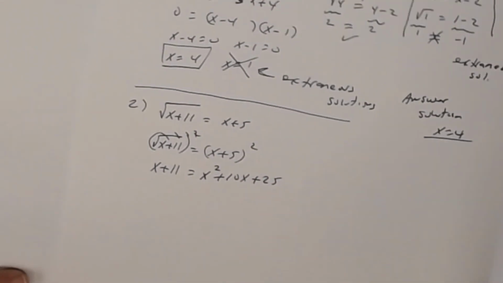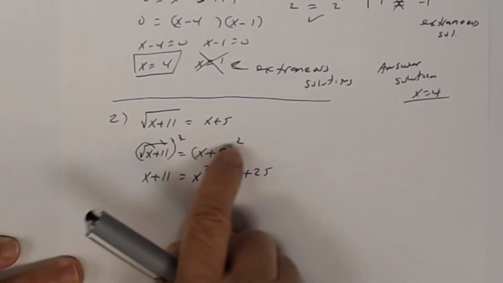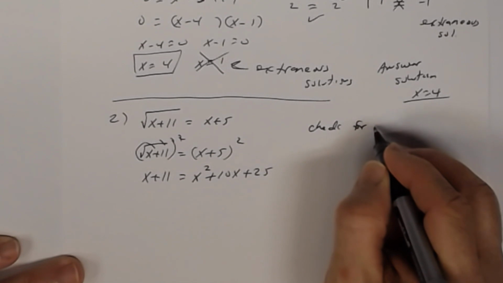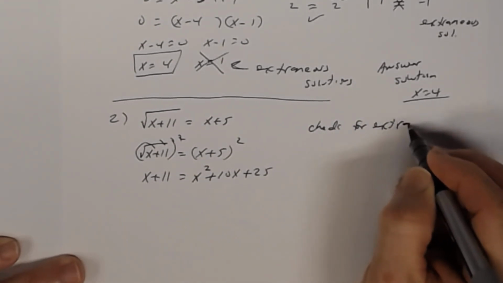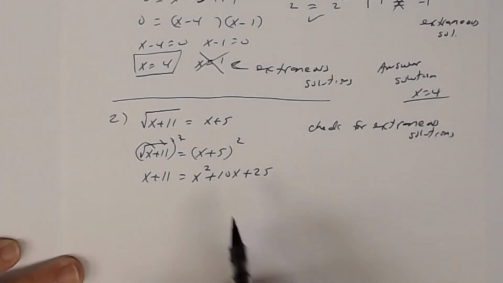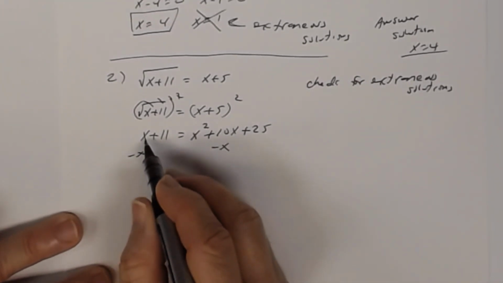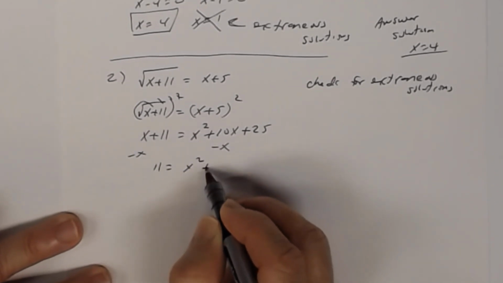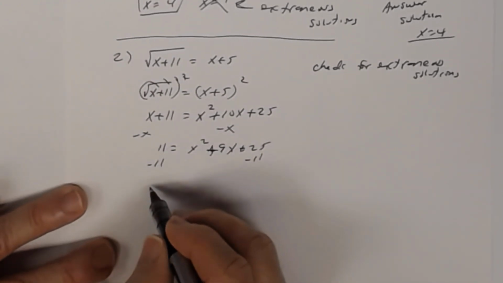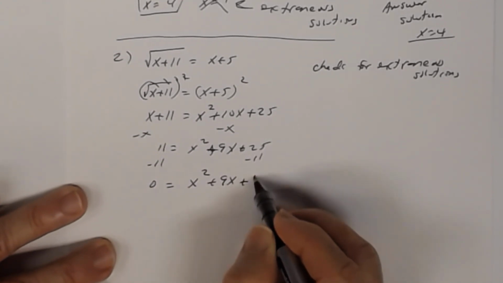All right, now notice I went from a radical equation to a quadratic, and in the process I squared both sides. I raised both sides to the even power, so at some point I am going to have to check for extraneous solutions. At the end, when you get your proposed solutions, you will have to do that. So I'm going to subtract x from both sides, and I get 11 equals x squared plus 9x plus 25, and then we subtract 11 from both sides, and so I get 0 equals x squared plus 9x plus 14.